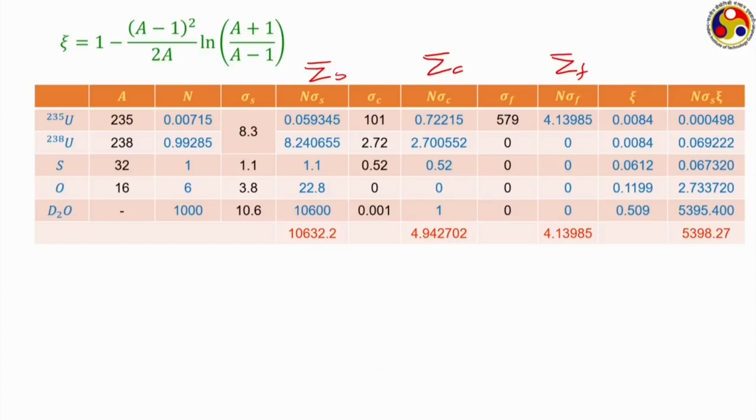Next is zeta. The relation is already given. Using it, we can compute the value of zeta for all these elements.